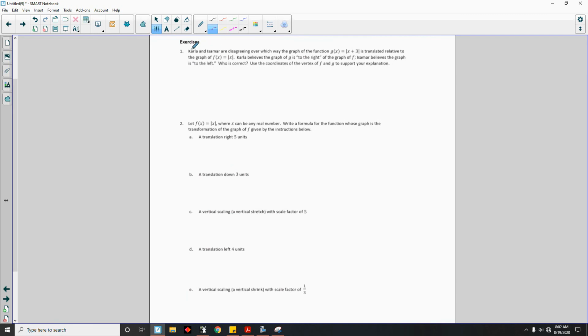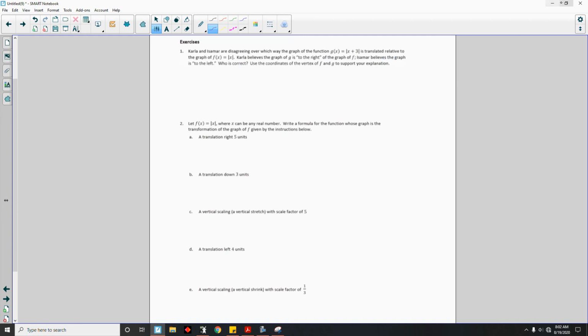And here we go. Carla and Isamar are disagreeing over which way the graph of the function g of x equals the absolute value of x plus 3 is translated relative to the graph of f of x equals the absolute value of x. That's the parent function, absolute value. Carla believes the graph of g is to the right of the graph of f. Isamar believes the graph is to the left. Who is correct? Use the coordinates of the vertex of f and g to support your explanation.